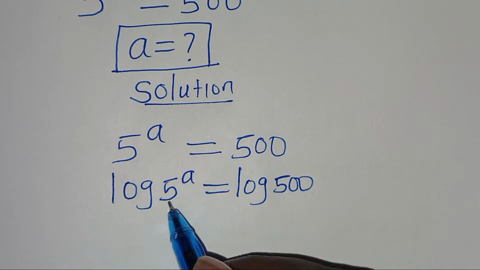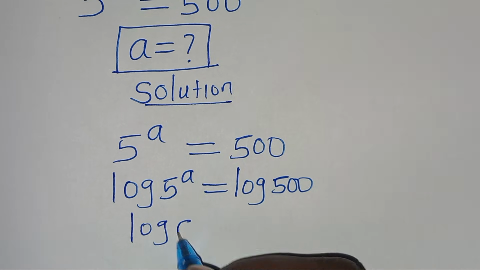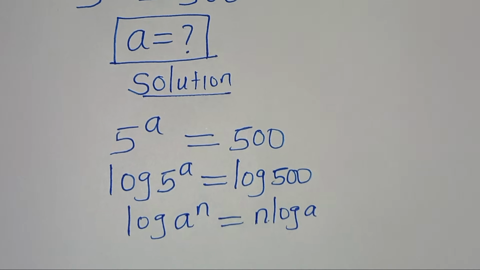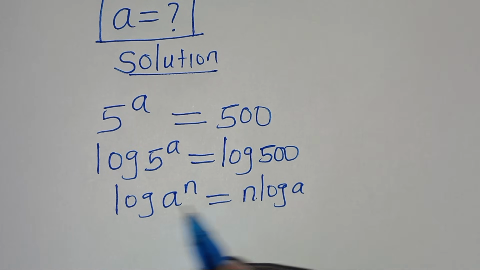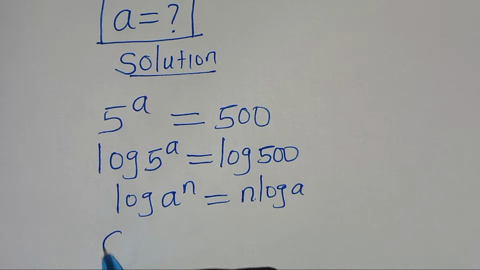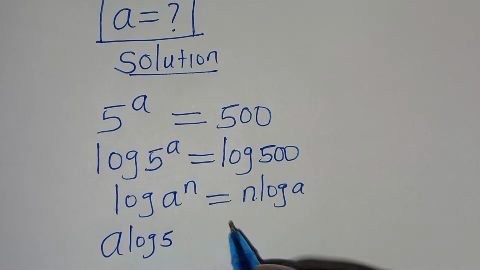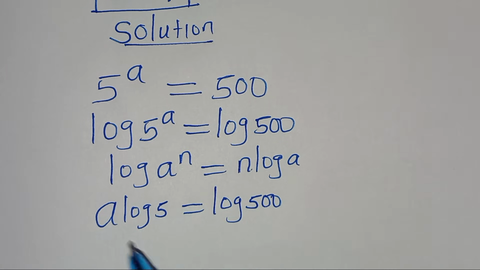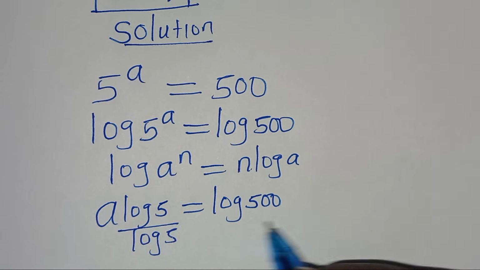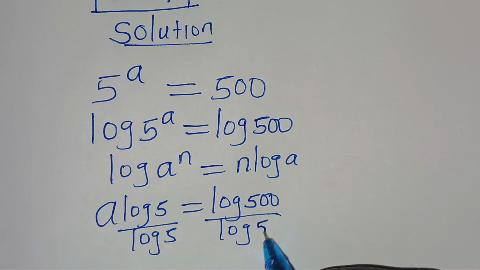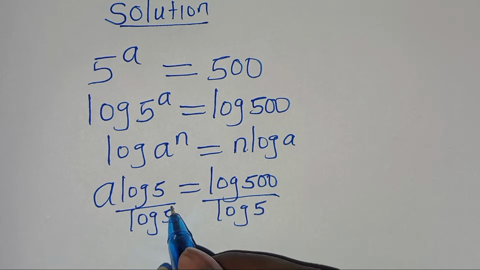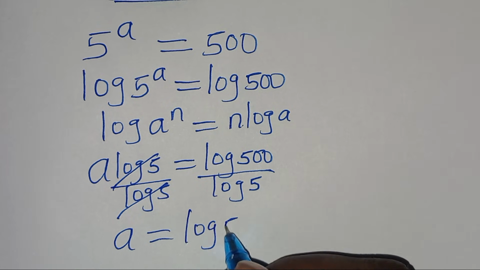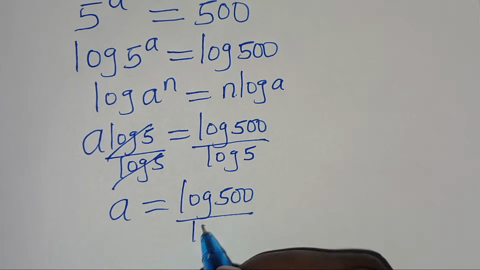Now log 5 to the power of a is in the form of log a to the power of n, which we can express as n log a. Now applying this power rule property of logarithm, log 5 to the power of a becomes a log 5, and this is equal to log 500. So let's divide both sides by log 5. Let's simplify here, so that now a is equal to log 500 divided by log 5.